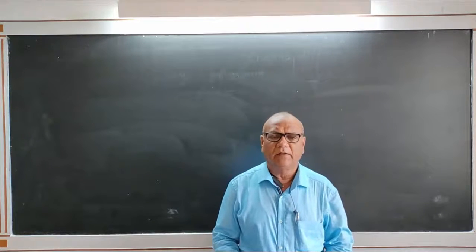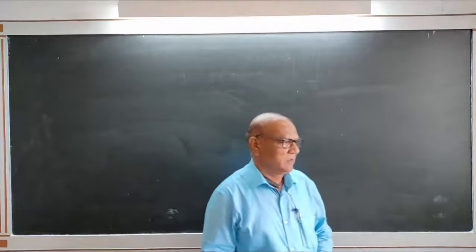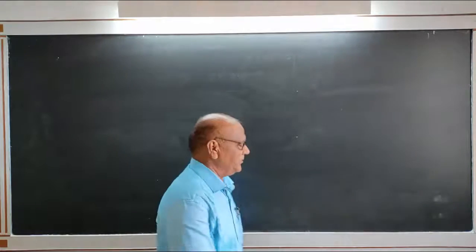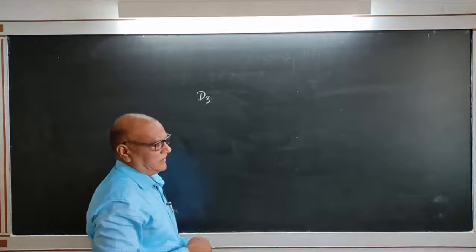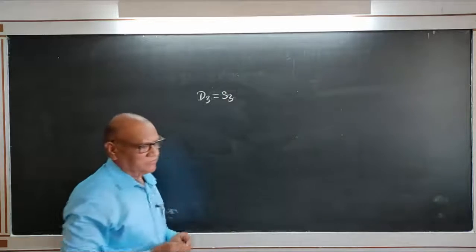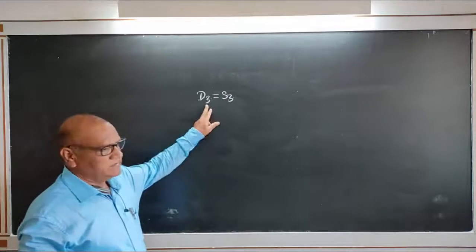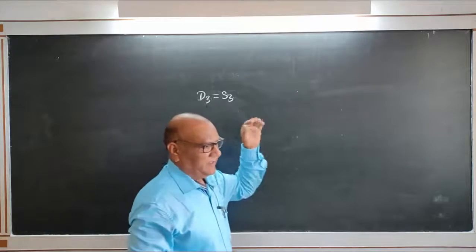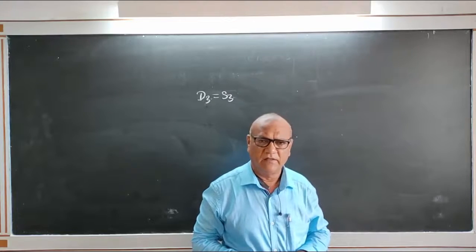Hello friend. In the previous lecture, we saw the dihedral group D3. Here D3 is equal to S3. D3 means the symmetries of an equilateral triangle.